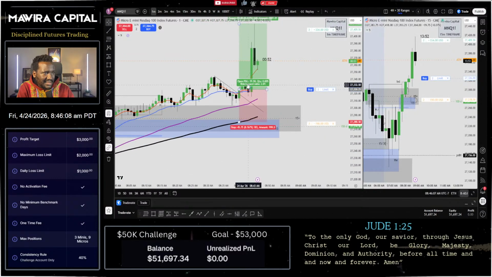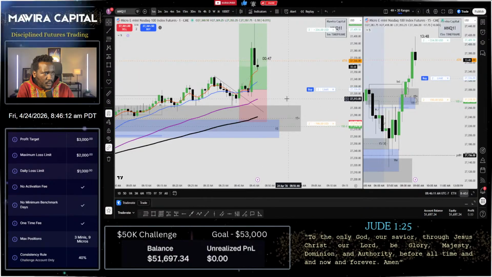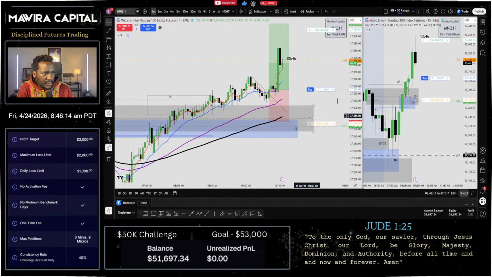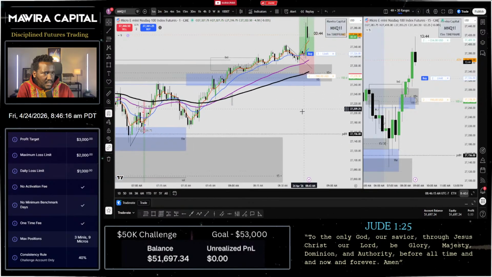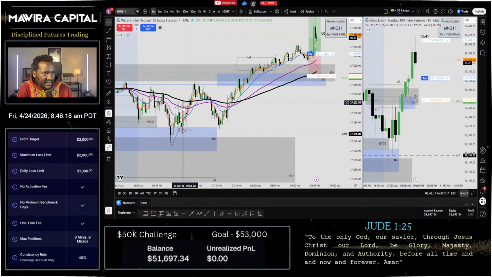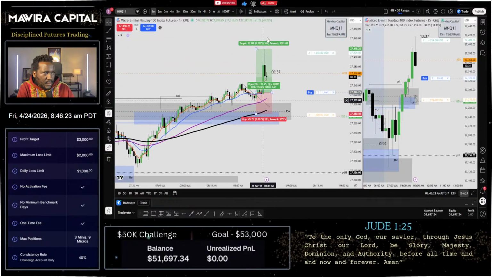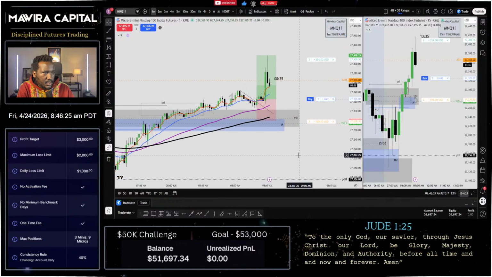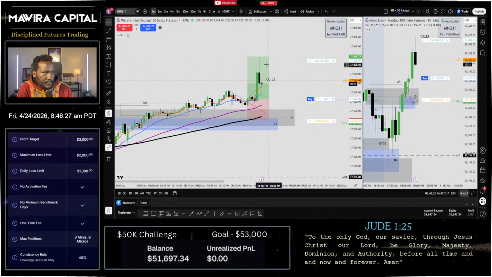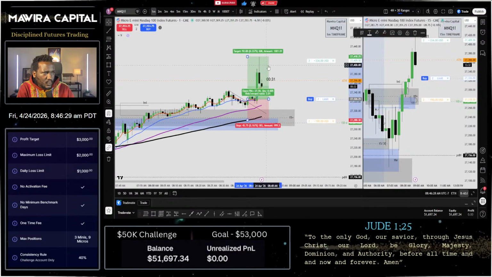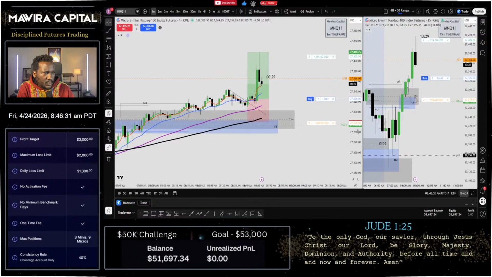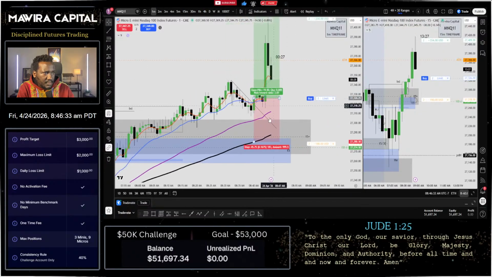But I was insisting on a touch of this zone, which pretty much is not a must, but I needed it to be an A+ setup because of this loss that I took here. That would have been a quick one. Quick. I don't know if it would have been this perfect.